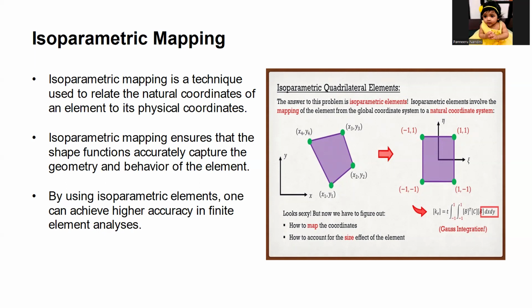Isoparametric mapping ensures that the shape functions accurately capture the geometry and behavior of the element. By using isoparametric elements, one can achieve higher accuracy in finite element analysis.